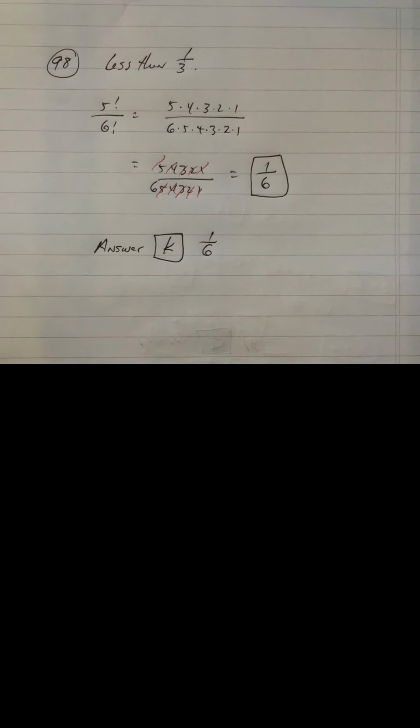Question 98. We want to find the expression that's less than a third. You could do this by seeing that the first choice is a third, and a couple of the other choices are 0.4. But let's look at the true answer here.